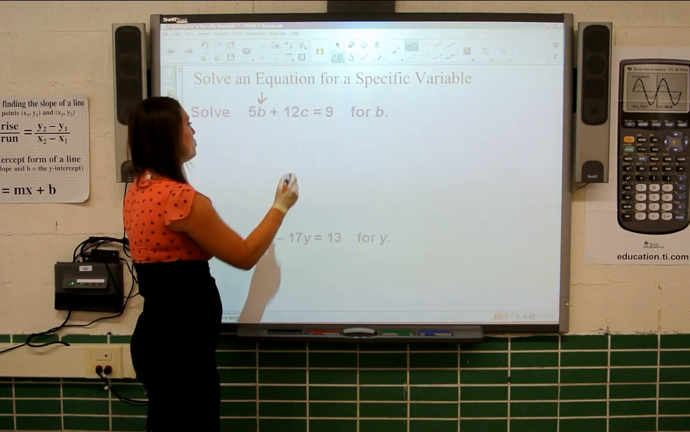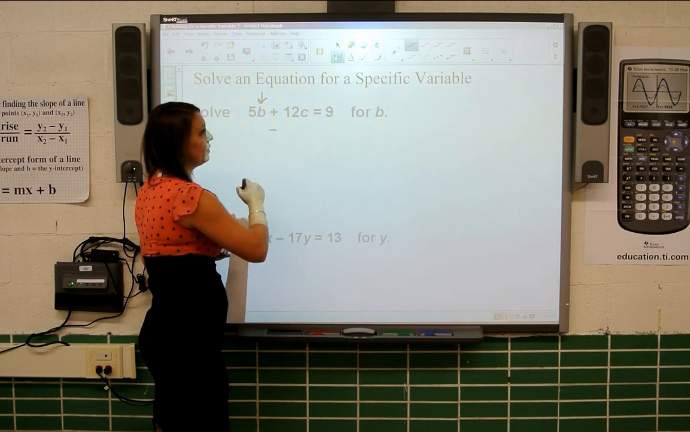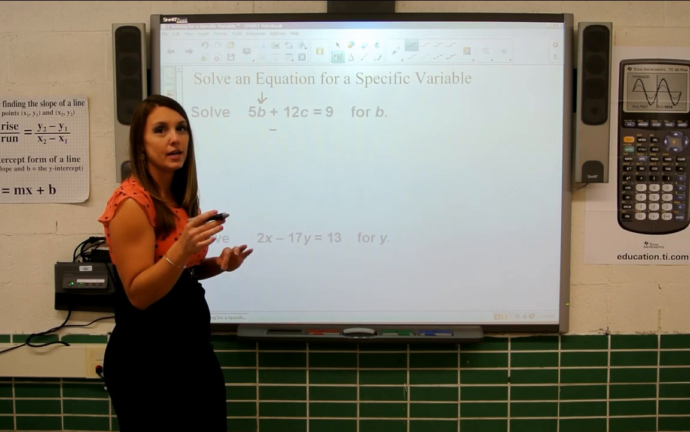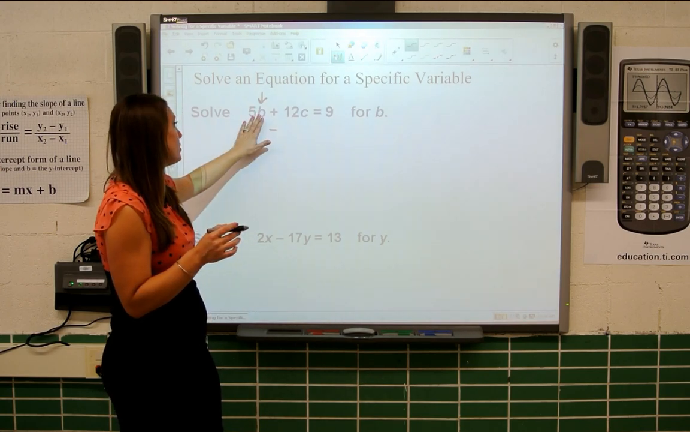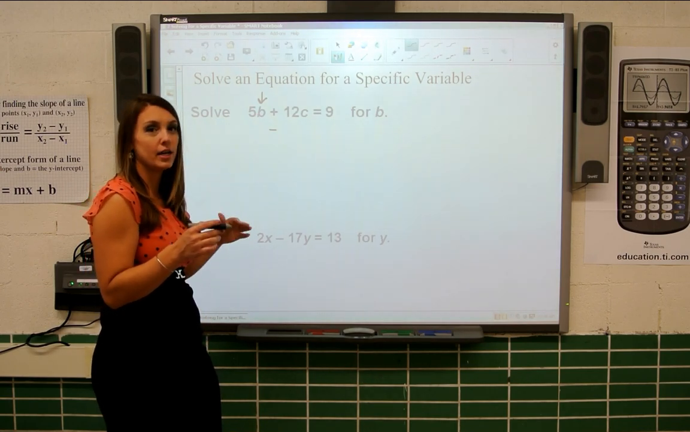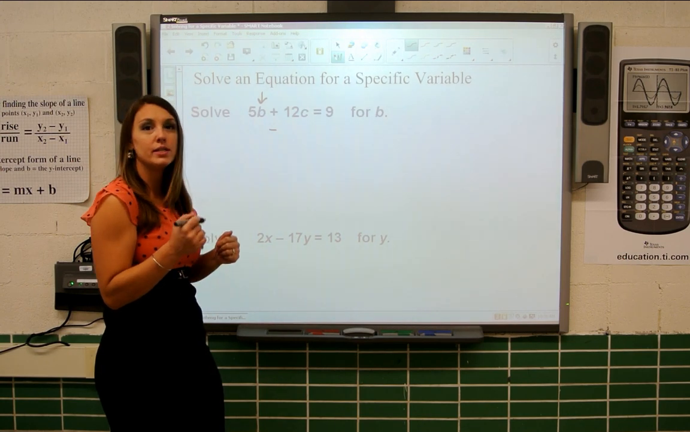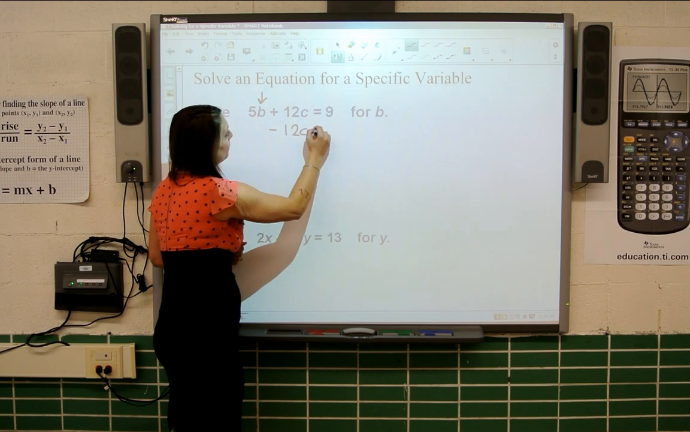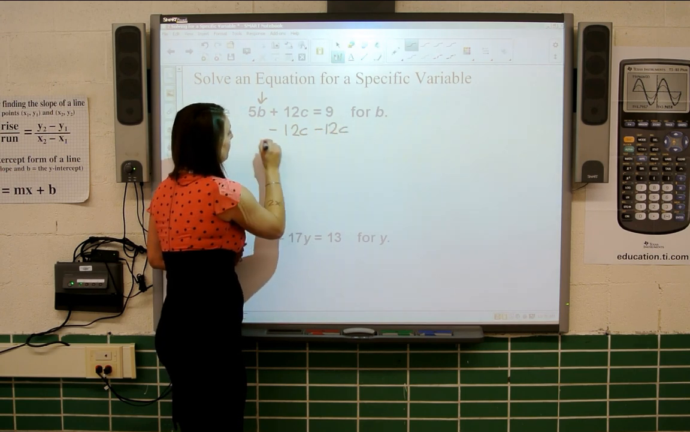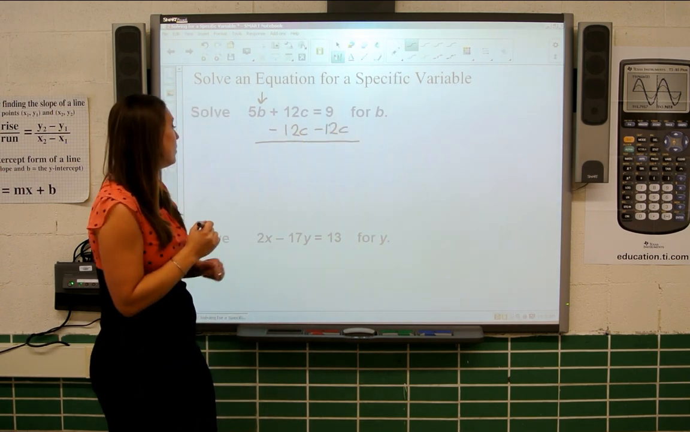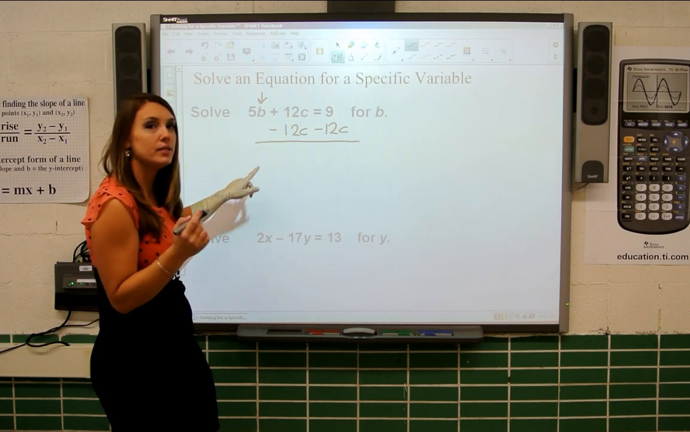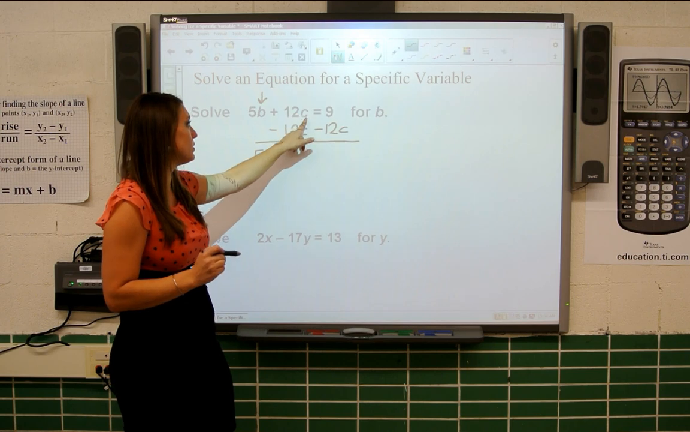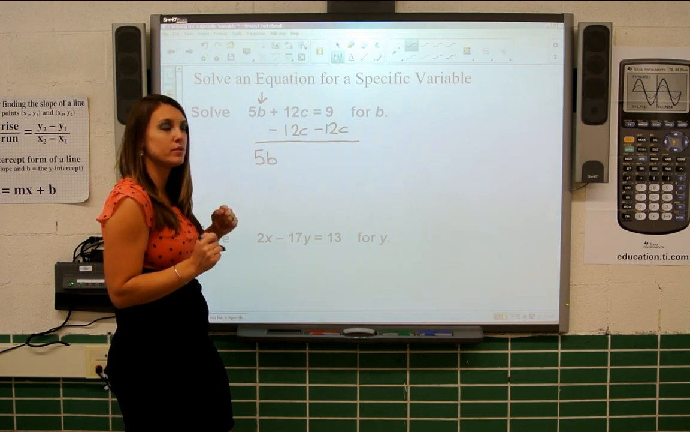What we're going to do is subtract the 12c. Remember, we always add and subtract first, multiply and divide second. So we need to figure out what's added or subtracted to the b first to get it away. In this case, it's a 12c, so we're going to be subtracting 12c. Okay? The 5b is going to come down. We didn't touch that. The positive 12c and the negative 12c is going to cancel.